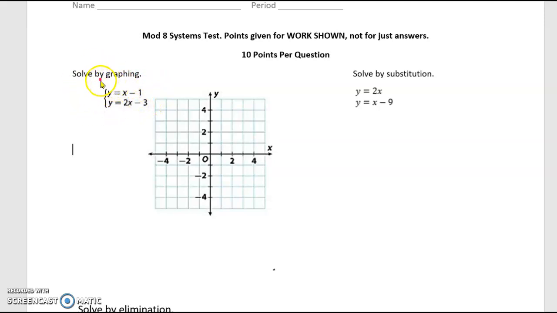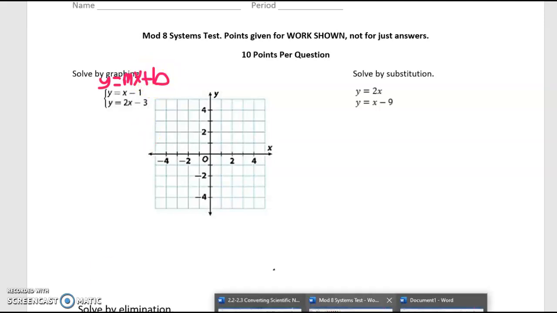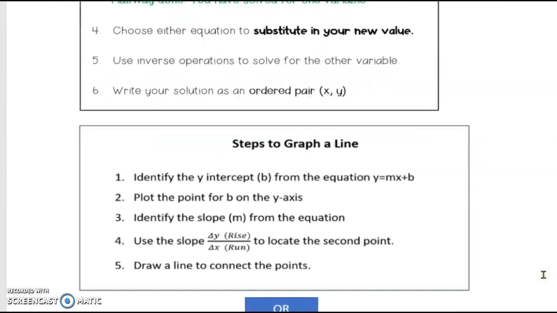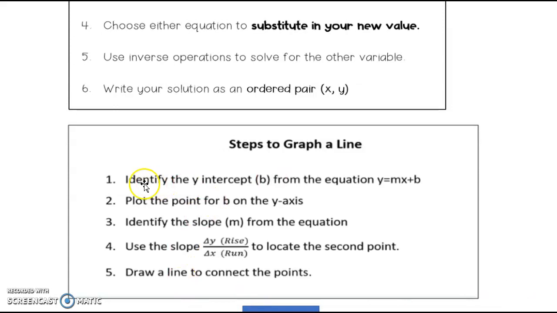Okay, so we are going to solve by graphing here, and we know that to graph, you need to have y equals mx plus b. That is the magical formula that we need. And I have some steps. If you didn't use the steps on the board, they're there for you. Use them. Identify the y-intercept b. That's our beginning point. And then we need to plot that point on the graph.